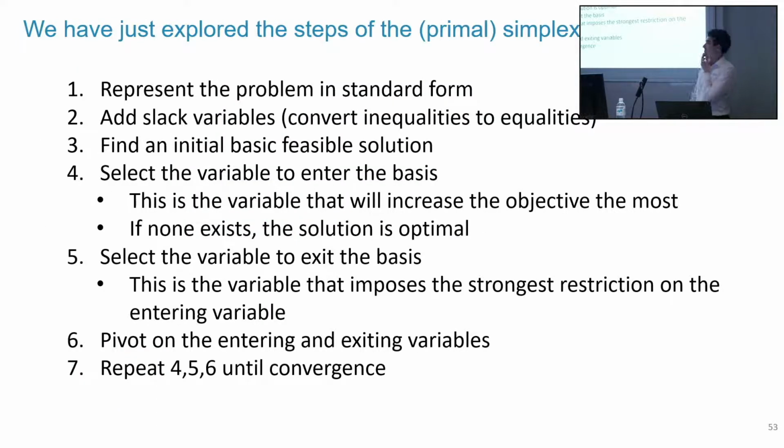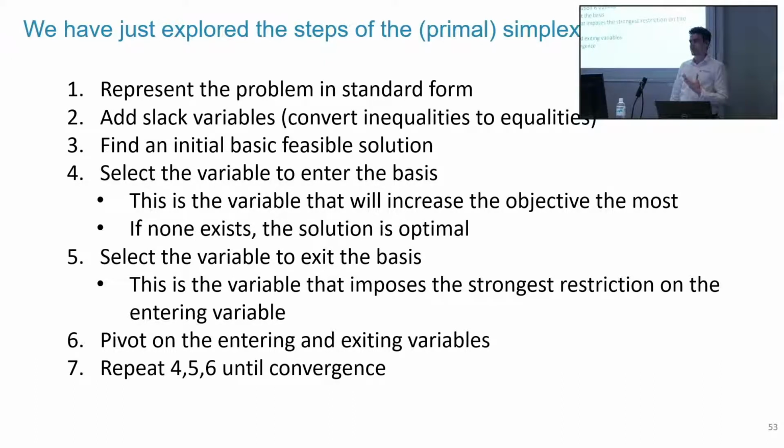So that is known as the primal simplex algorithm, those basic steps. The steps are, 1, we represent the problem in a standard form, which can be challenging but rewarding. We add slack variables, which means we convert the inequalities to equalities, chuck some variables in. We find an initial basic feasible solution. That can be very difficult, but there's another algorithm you can use to find that.